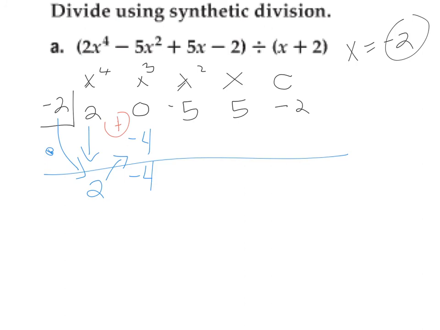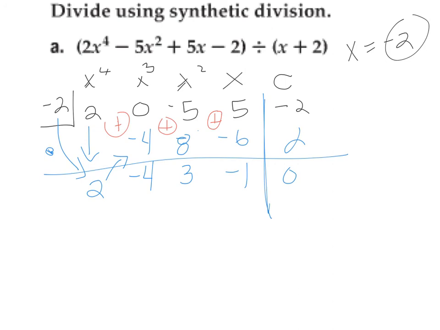I'm going to take my -2 that I'm dividing by times -4 is -8, or excuse me, +8. And I'm going to add and get 3. And then I want to take -2 times 3, which is -6. Add those. Gives me a -1. And -2 times -1 is 2. And when I add, that last column is where I'm going to have a remainder, if there is one, is 0 in this case. So it works out perfectly.